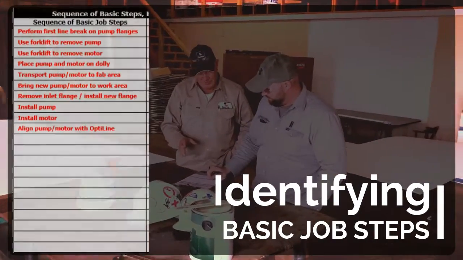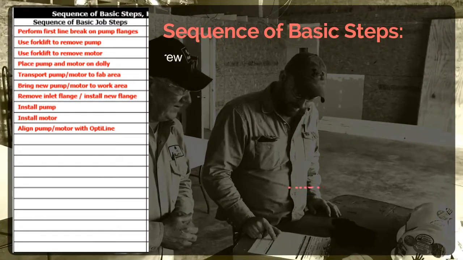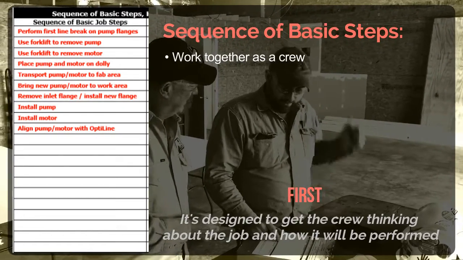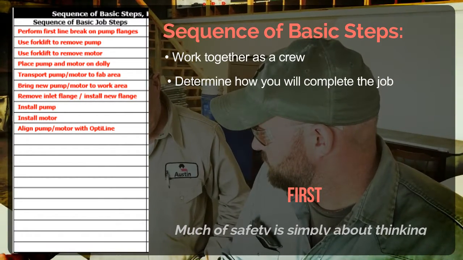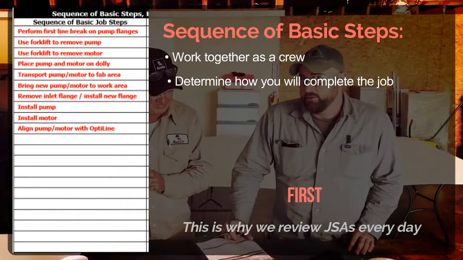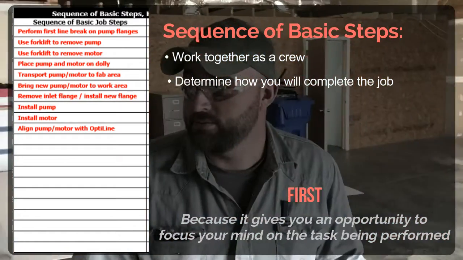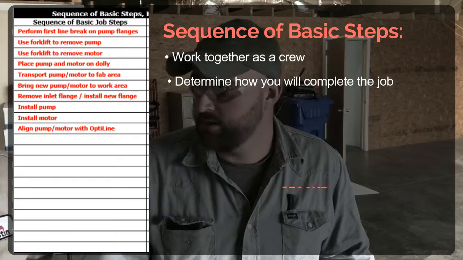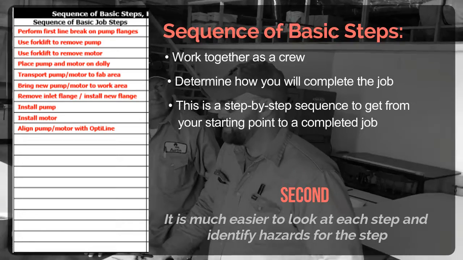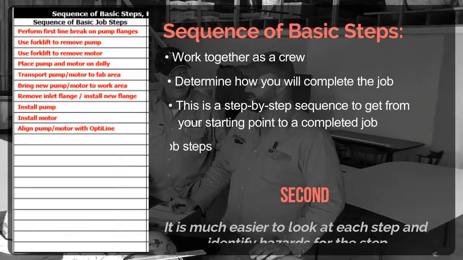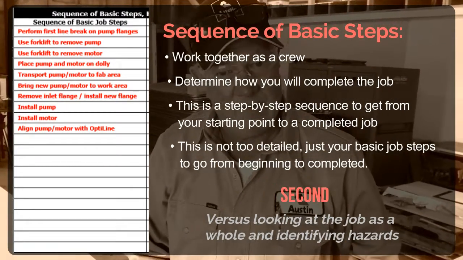Listing the basic job steps to complete a task is extremely important for two reasons. First, it gets the crew thinking about the job and how it will be performed. Much of our safety is derived from simply thinking. This is why we review JSAs every day, because it gives you an opportunity to focus your mind on the task that you will be performing. Second, when identifying the hazards involved with your work, it is much easier to look at each step and identify the hazards for the step than it is to look at the overall job and try and come up with hazards looking at the big picture.